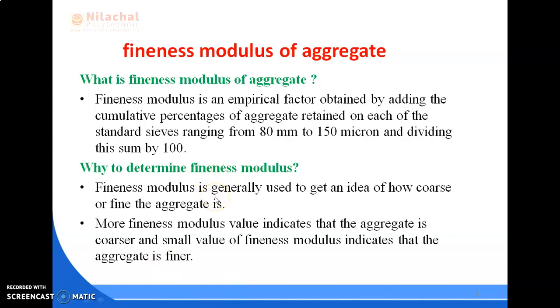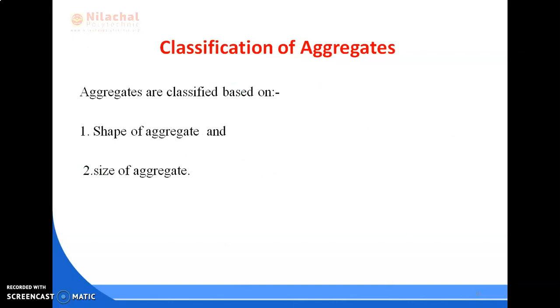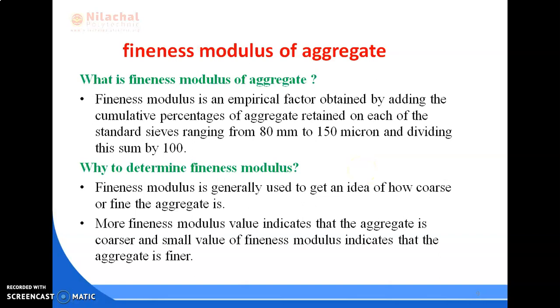Next is why it is important to determine the fineness modulus of aggregate. The fineness modulus we calculate is generally used to get an idea of how coarse or fine the aggregate is. A higher fineness modulus value indicates that the aggregate is coarser, and a small value indicates that the aggregate is finer. Generally sand having fineness modulus more than 3.2 is not used for making good concrete, and fineness modulus can also be used to combine two aggregates to get the desirable grading. We can determine the fineness modulus of coarse aggregate and fine aggregate separately.